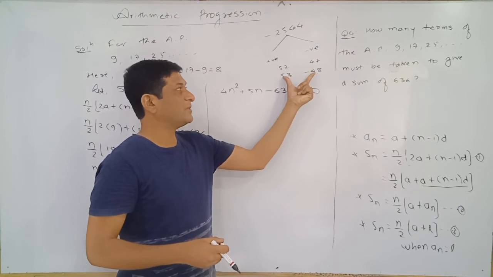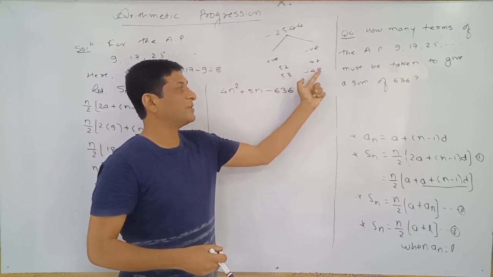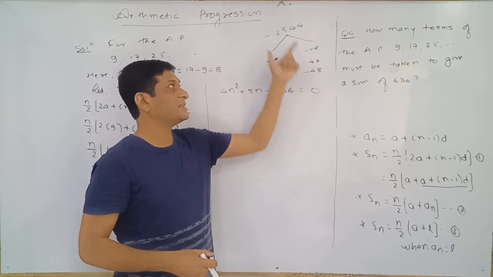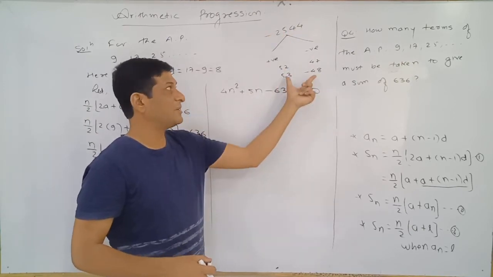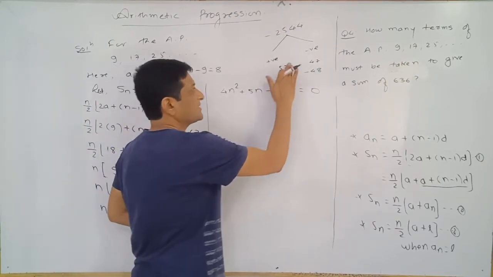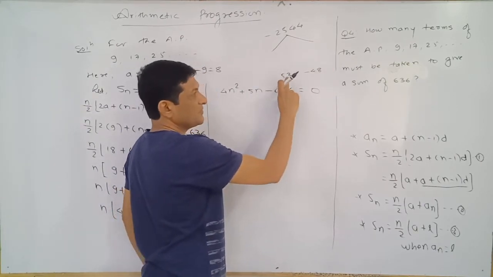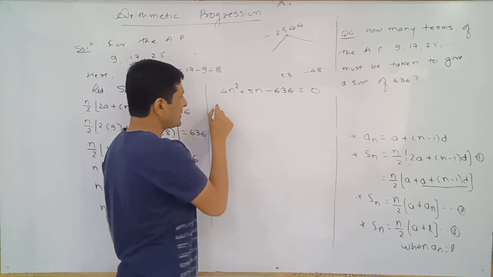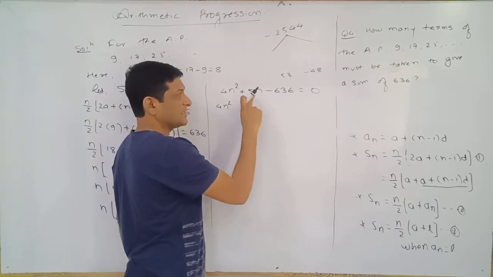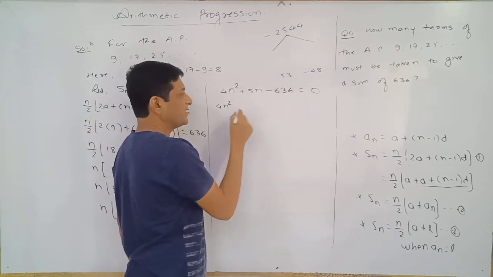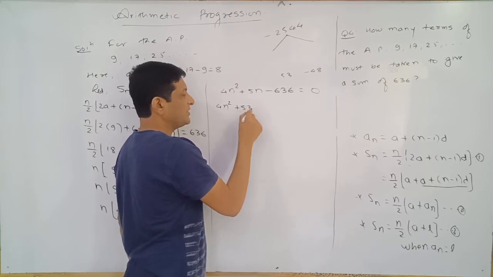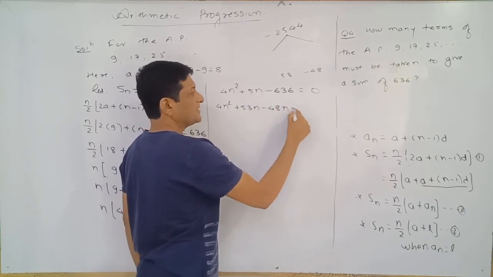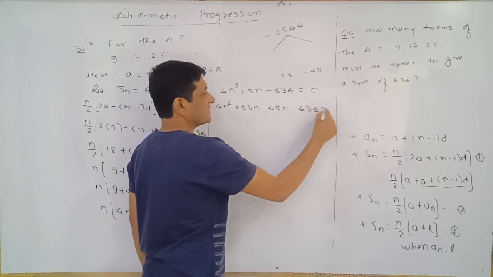Here this product will be 3 into 8, which is 24, means here we are getting 4. So check whether their product is the same or not. Definitely their product will be the same. So here we can say that our one factor is 53 and another factor is minus 48. So 4n square, keep it as it is, plus 5n can be split up as 53n minus 48n minus 636 is equal to 0.